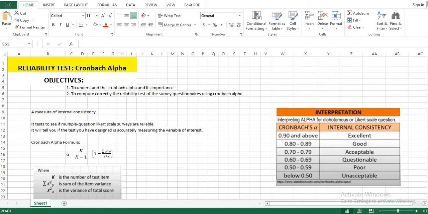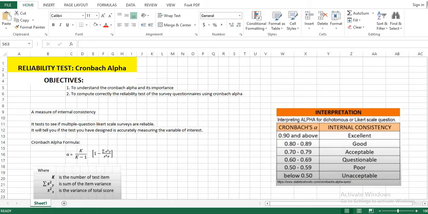Assuming that you are done with your pilot testing, we are now going to talk about the reliability test using the Cronbach alpha. Of course, we cannot do this if you did not conduct your pilot testing. Alright, so I am going to assume that you are done with your pilot testing.